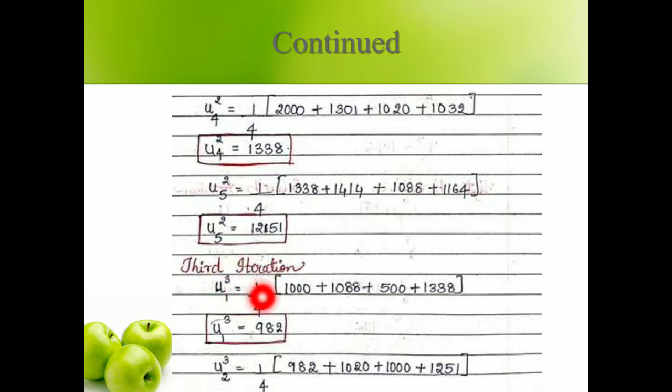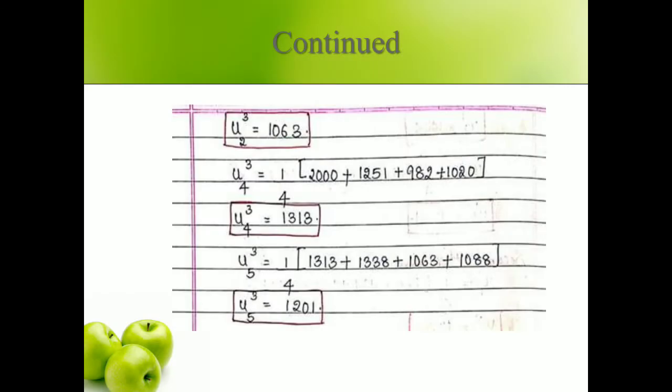So the third iteration goes again the same. You will be using the second iteration values to find out the third iteration. So in the third iteration you have got u1 cube is equal to 982, u2 cube is equal to 1063, u4 cube is equal to 1313, u5 cube is equal to 1201.